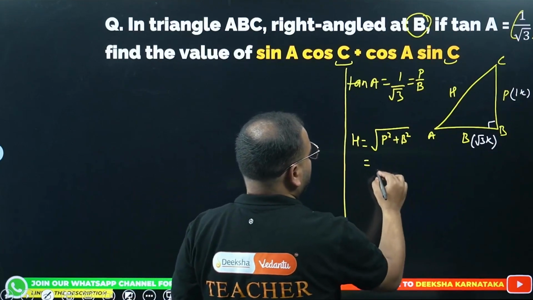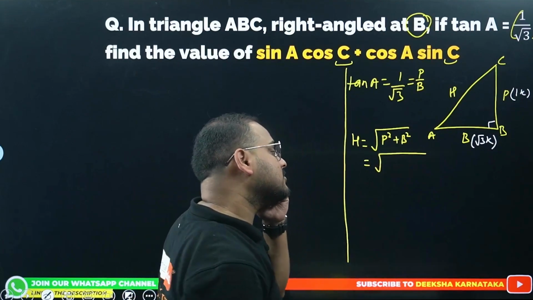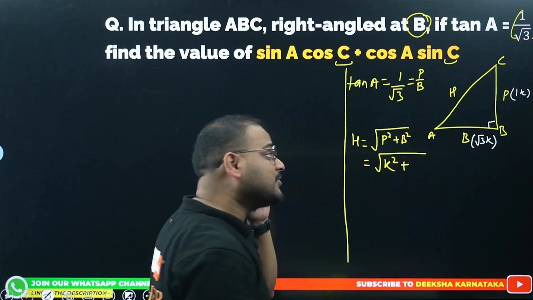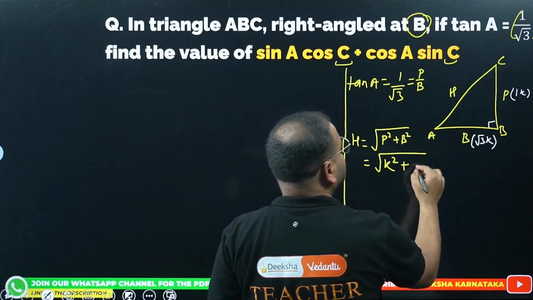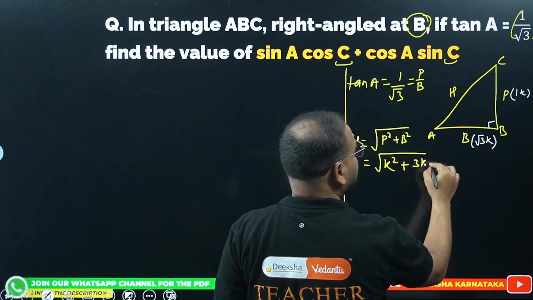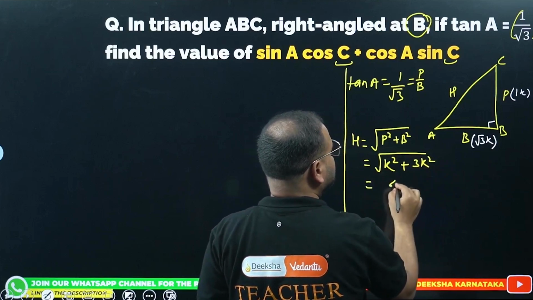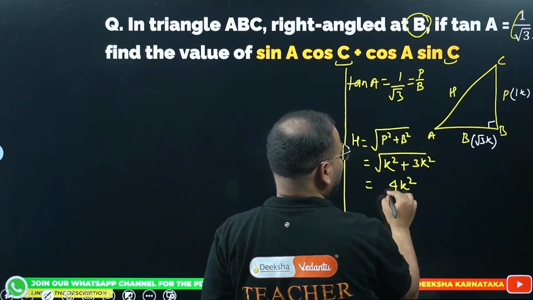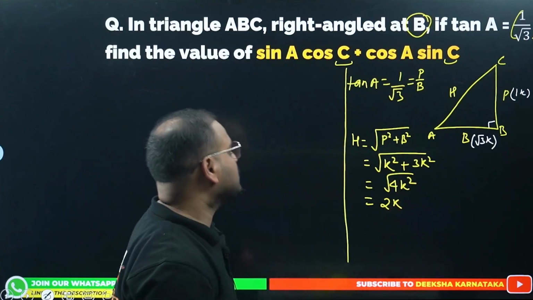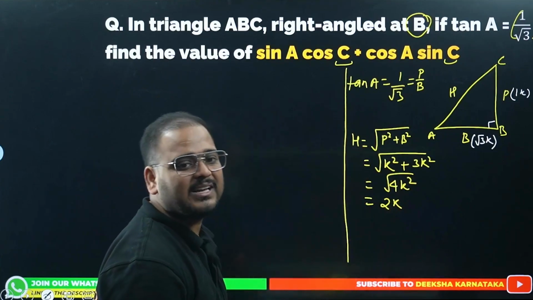Okay. So perpendicular square would be what, sir? Just 1k square, which is going to be k square. For b it is going to be root 3k square, so root 3 square is going to be 3 and this will be k square. Add them, it becomes 4k square in the root, which is nothing but my 2k. Hypotenuse is known, sir.